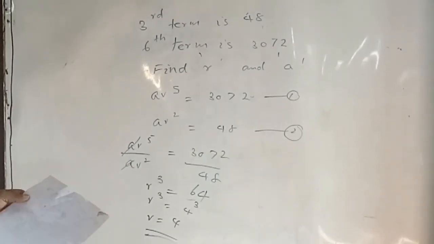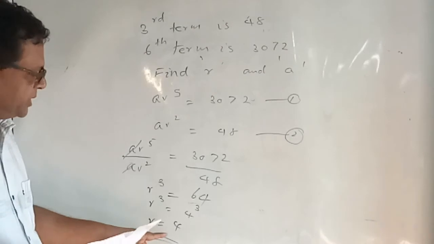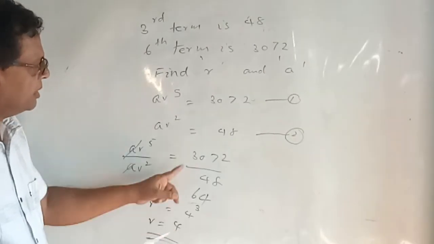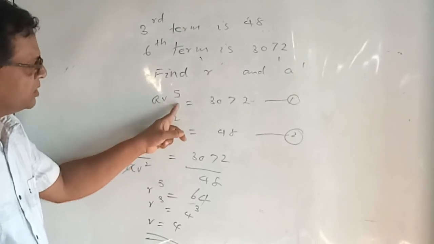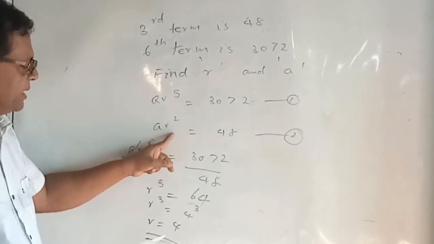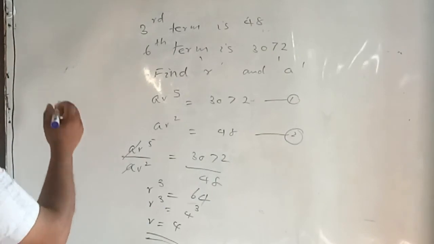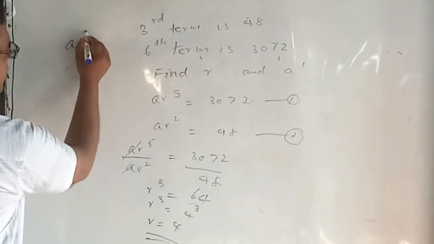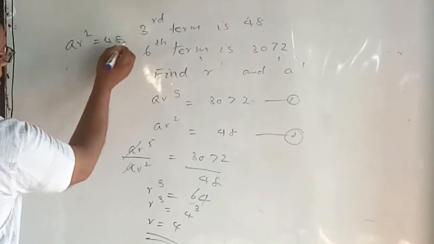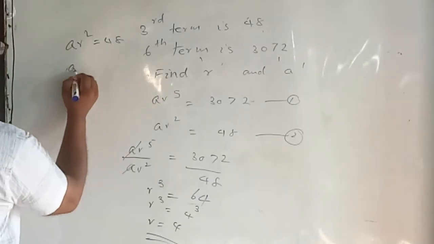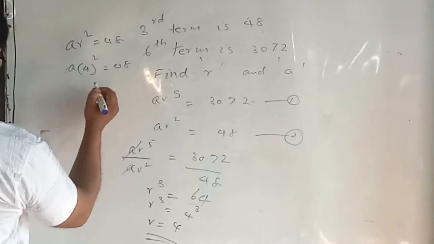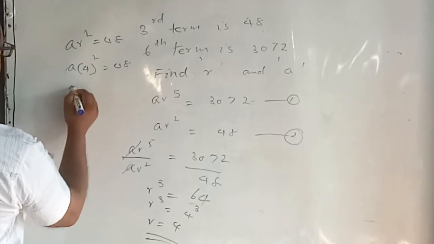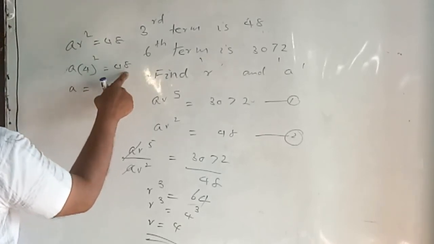If r equals 4, you can substitute the value of r in equation number 2. This is easier than this. Don't substitute here. To find a, choose this equation. Then ar squared equals 48. Now r is 4, so 16a equals 48. You can see that a equals 3.